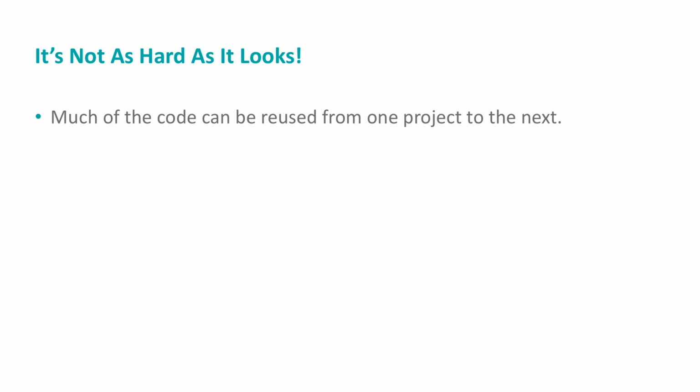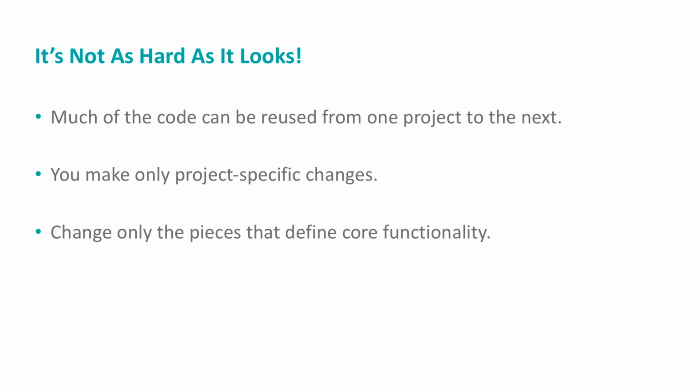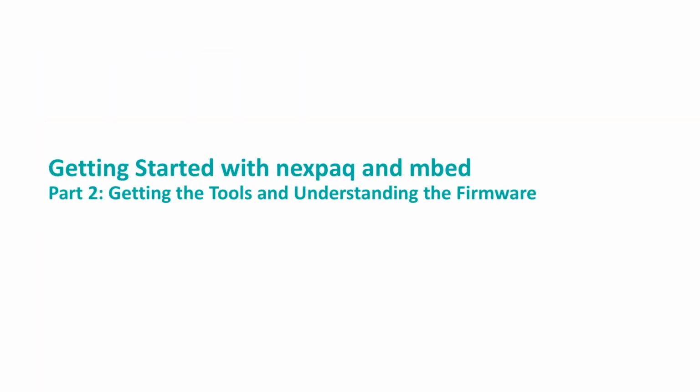I know, there's a lot going on here, but the truth is that much of this code is a kind of boilerplate that really doesn't change much from one application to another. Most of the development task for the module is making project-specific changes to a file like this. You keep the pieces that don't change and change the pieces that define the core functionality of your project. So, that's how the default firmware in the module works.